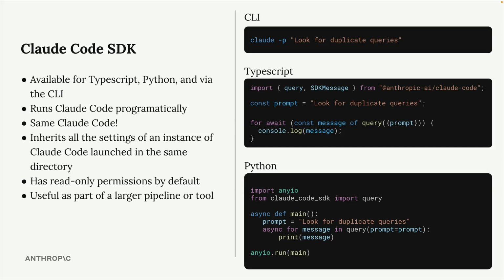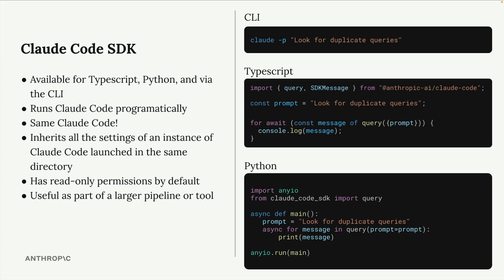As we were looking at the query review hook a moment ago, we got a brief look at the Claude Code SDK. The SDK allows you to use Claude Code programmatically. You can use the SDK via the CLI, TypeScript library, or Python library. This is the exact same Claude Code that you already use at the terminal. It has all the same tools and will use them to complete a given task.